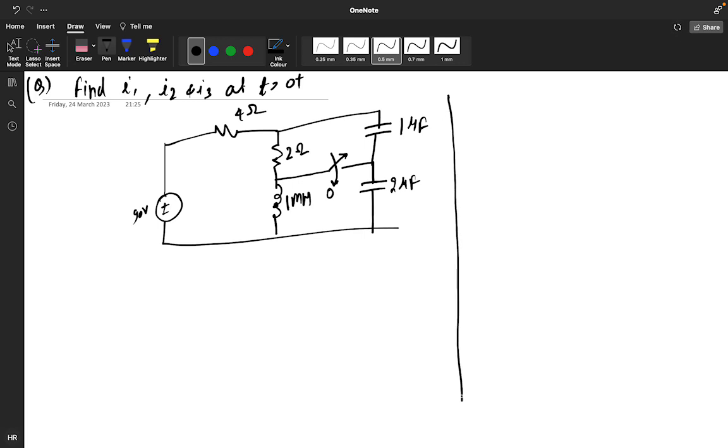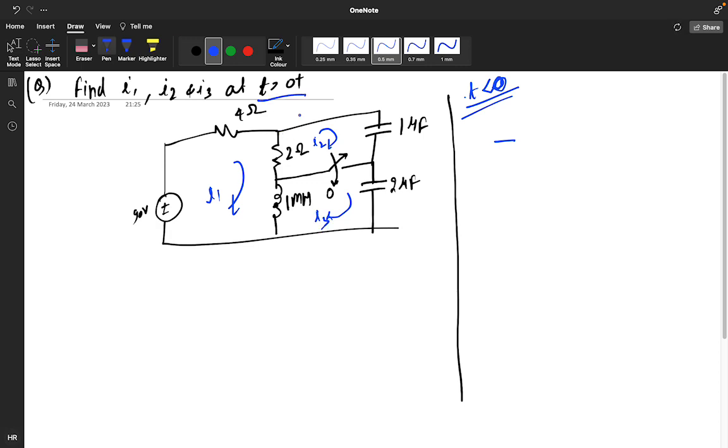So we'll solve this circuit first for t less than 0. How is my circuit? I1 is this one, this particular one is your I2, and this particular one is your I3. You need to find them at t equals 0 plus. So first find the values at t equals 0 minus.